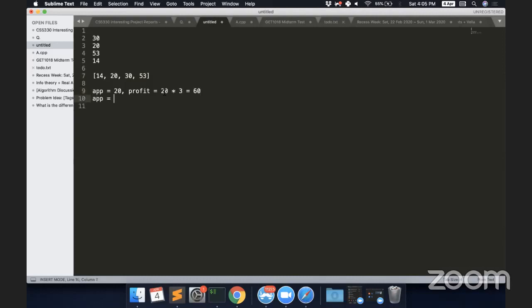Had the app been of price 19, how much profit would you have made? Still, those 3 guys would have bought it because these 3 guys are bigger than 19. But you would have made 19 times 3, which is obviously less than 20 times 3 because 19 is smaller than 20. So if the same number of people are going to buy your app, then pick the price which is better.